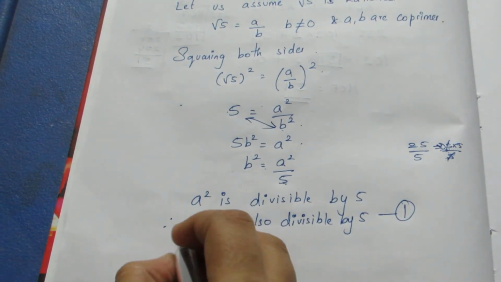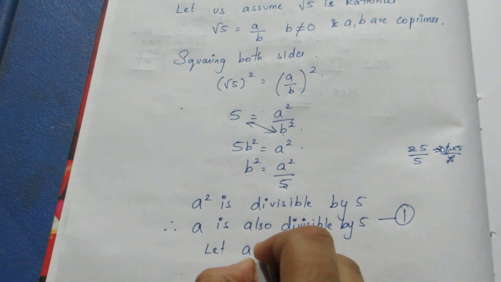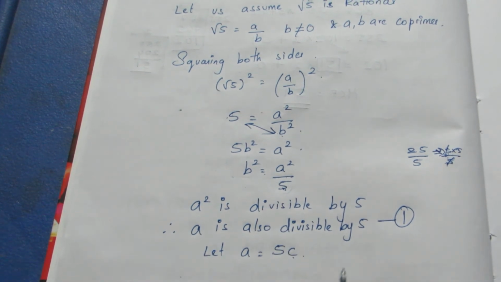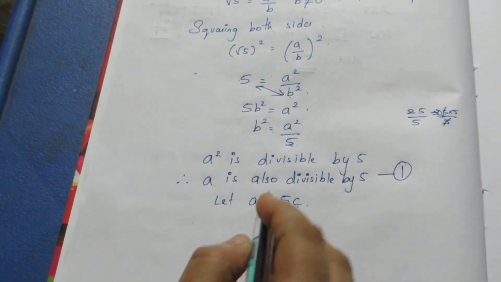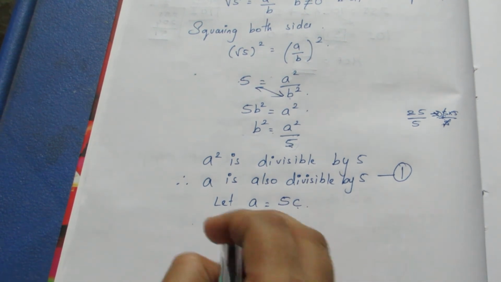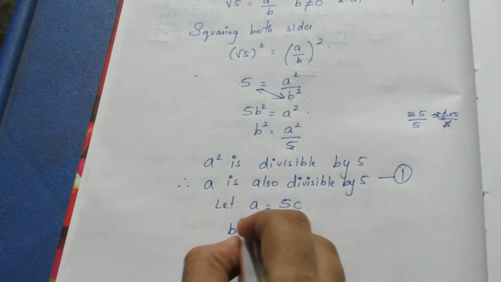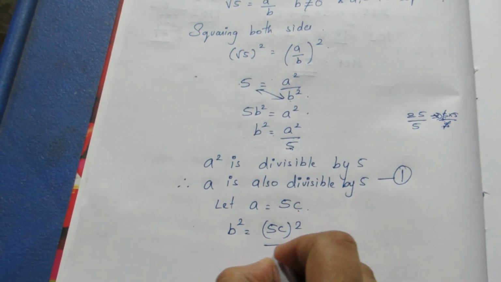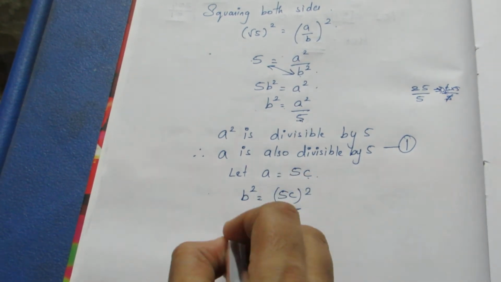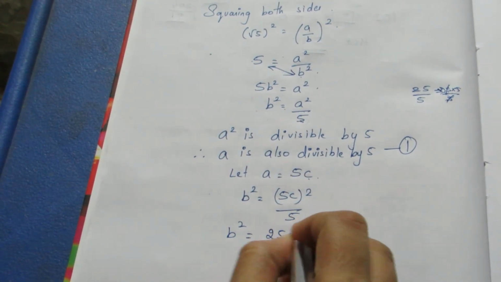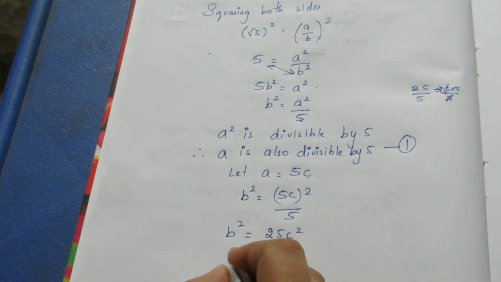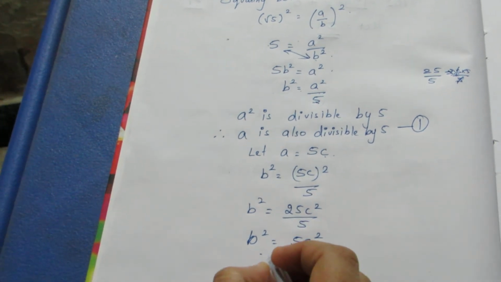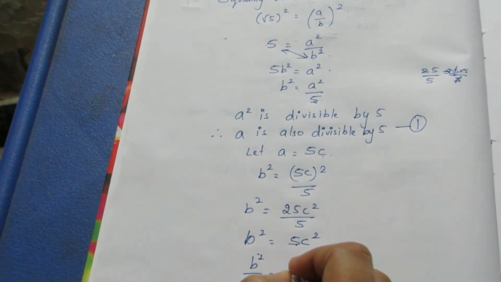Now let us take a as 5 into a different variable. I am going to take c in the sum. I am going to take a to be, a is equal to 5c. Now substitute the value over there. b square equal to 5c the whole square by 5. If I square it, I'll get 25c square by 5. If I cancel, this will be 5c square. Bring the 5 over here. It comes as divide. So b square by 5 is equal to c square.